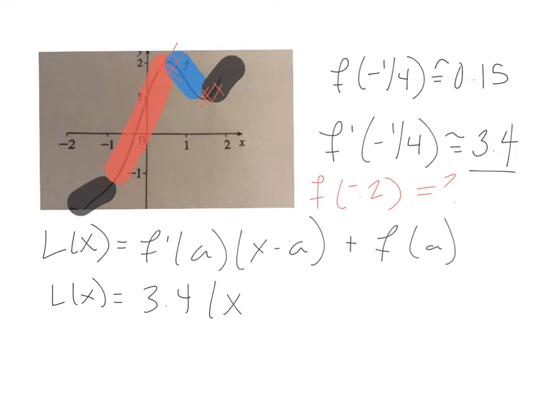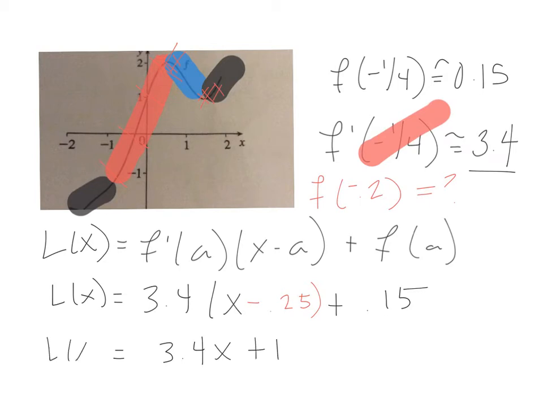Now we have to think, what is a? Remember, a is where we centered the tangent line around. We centered the tangent line around negative 1/4. So my a is actually negative 0.25 accordingly. And then f at a is 0.15. So when I simplified it down, it looks like I have L of x equals 3.4x plus 1. So now we can use this to find what L of negative 0.2 is, by just plugging it in. I'll give you a moment. You can pause. And that value is 0.32.